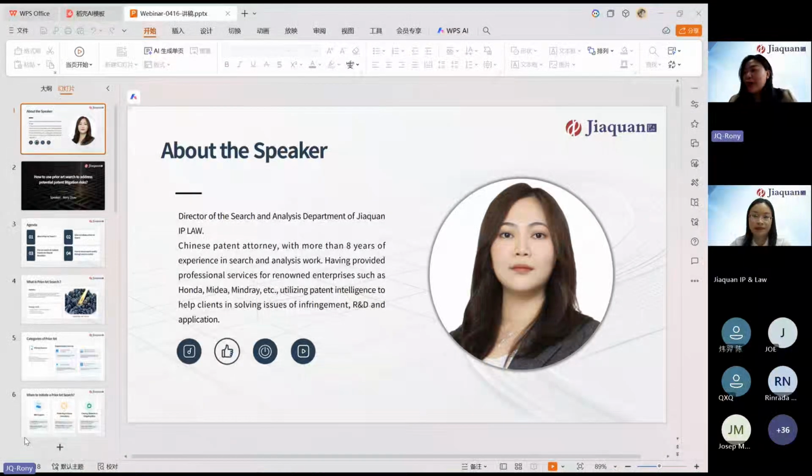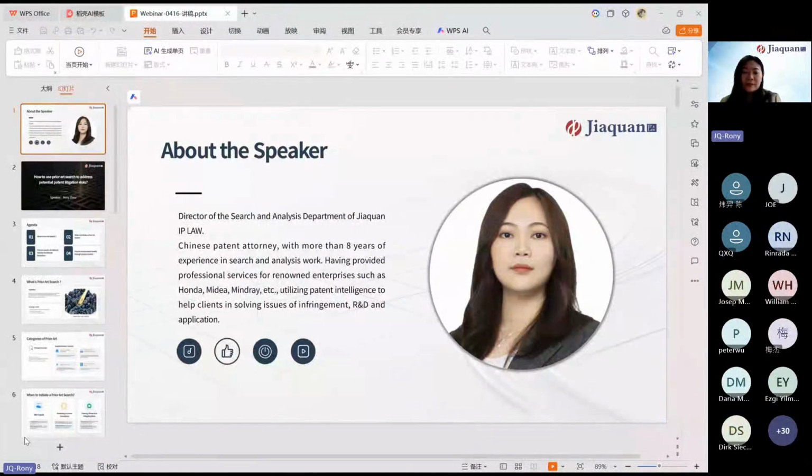I'm really excited to have this chance to dive into the topic of prior art searches with all of you today. And we've really noticed that in recent years, there's been a significant uptake in demand for this service from both our enterprise clients and our fellow law firms. Since our time is limited, I want to save as much as possible for our later discussion. So let's jump straight into the main content.